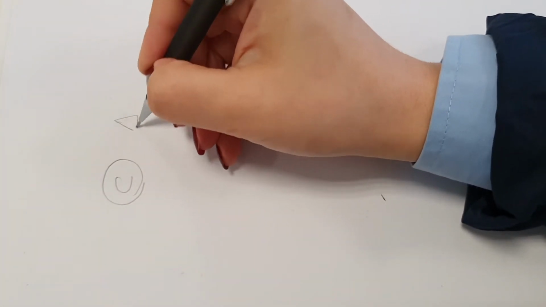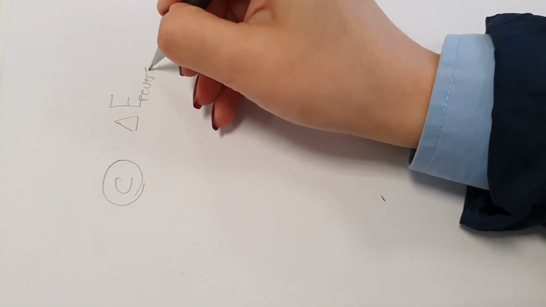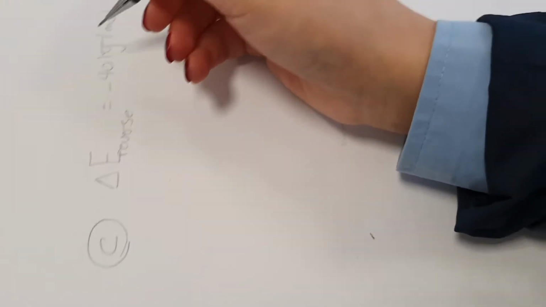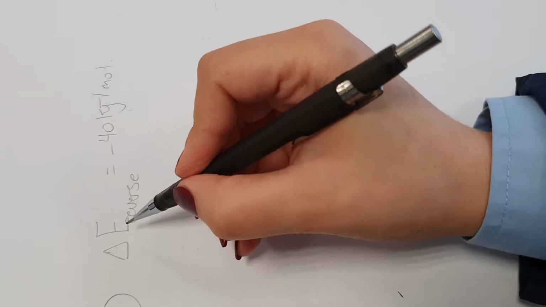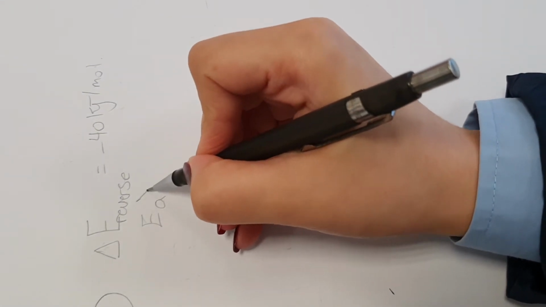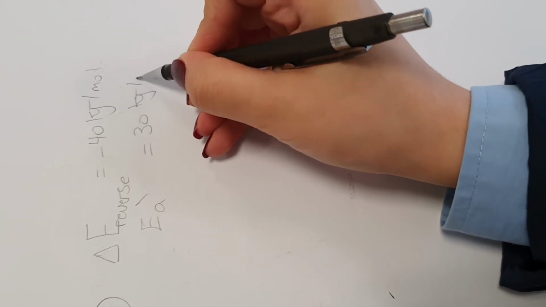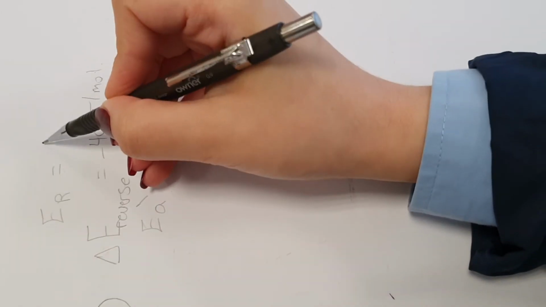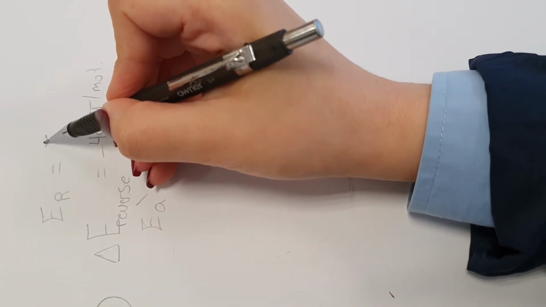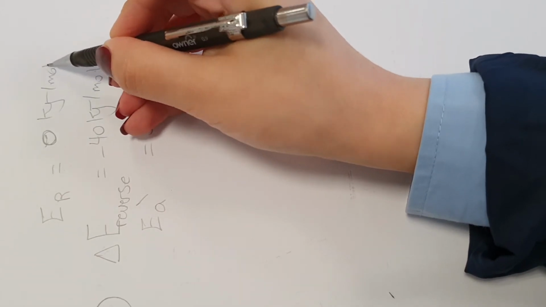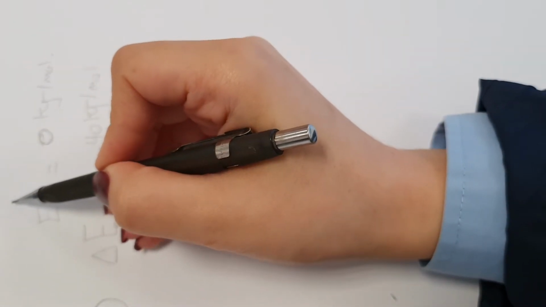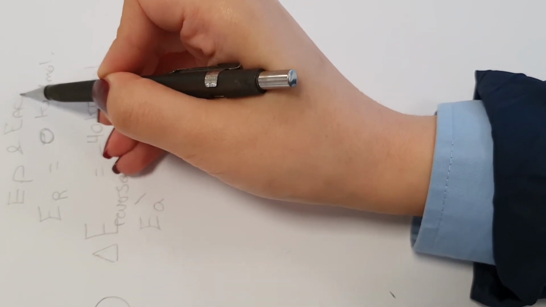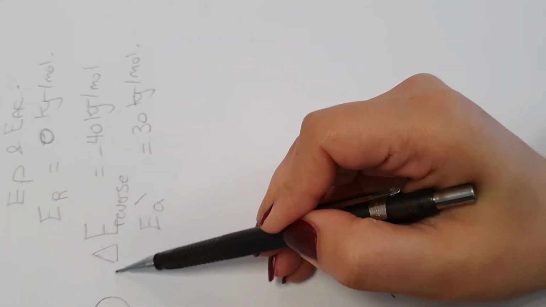C. Delta E reverse equals negative 40 kilojoule per mole. And the activation energy of the reverse equals 30 kilojoule per mole. And he told me replace the reactants at 0, so the energy of the reactants equals 0. Okay, now I want to get what? Energy of products and energy of the activated complex. He gave me the energy of reverse.